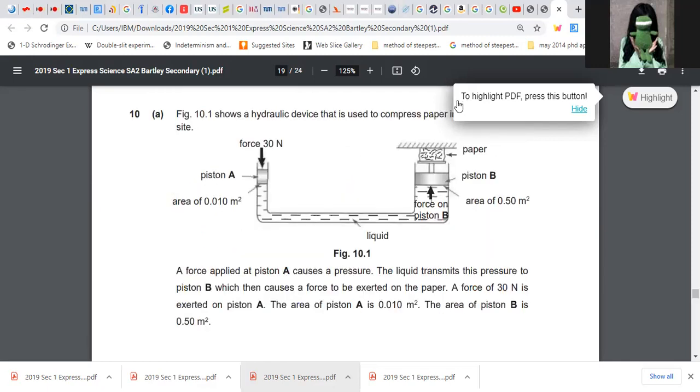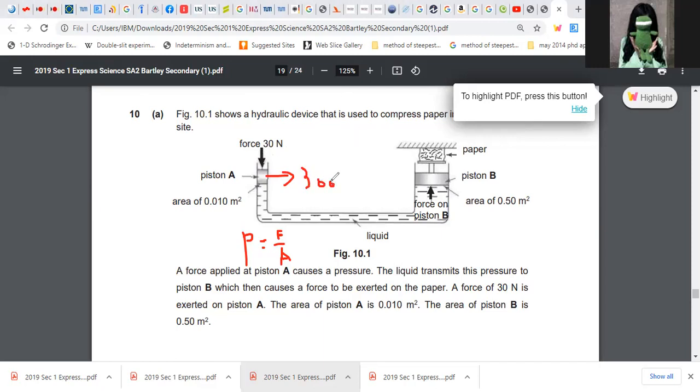Pressure, what's the formula? You know or not? No. Okay, pressure is F over A. Do you understand what F is? Force. Then A? Area. Good. So calculate, then we calculate this pressure. Tell me the pressure. Thousand. Good. Then the other part.